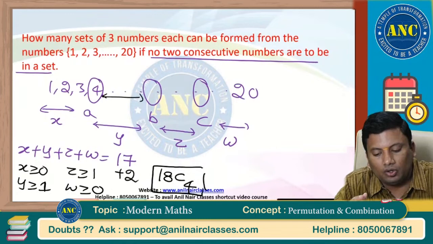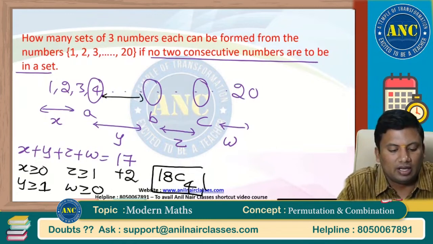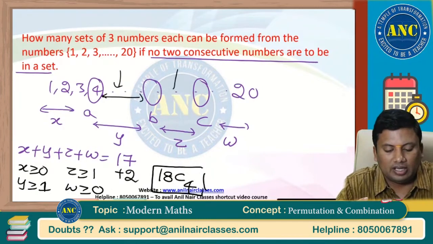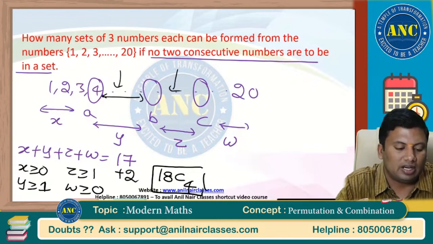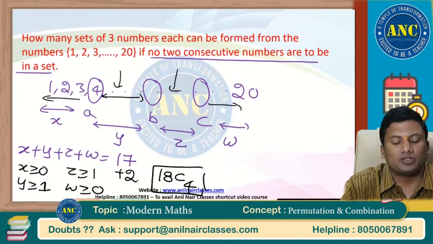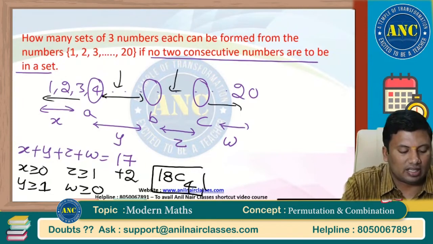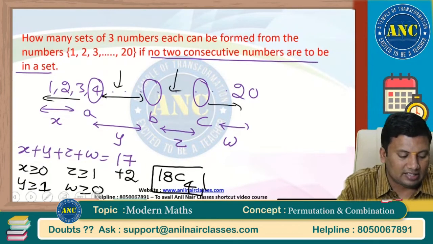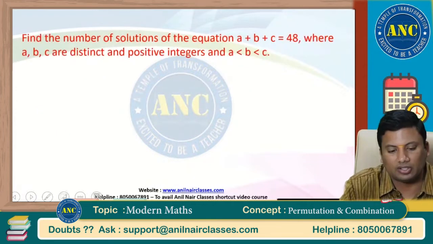No two consecutive numbers are to be there, so between two numbers a minimum of one element is there. This could be the first value, this could be the last value. x plus y plus z plus w is nothing but 17. The idea is clear, right? Such easy questions you can solve.